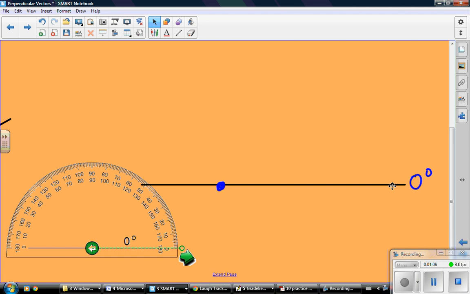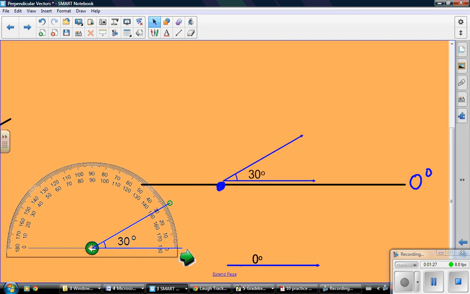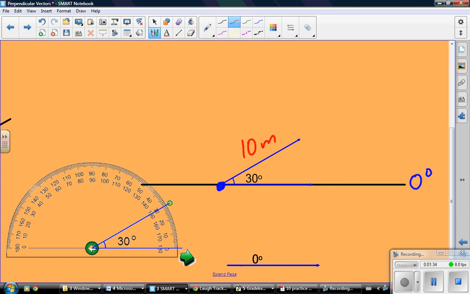So for this single vector, let's see if I can get this to work. So we want a vector of 30 degrees. There. So now we've got a 30-degree vector there. So that would be 10 meters. There's our angle of 30 degrees.